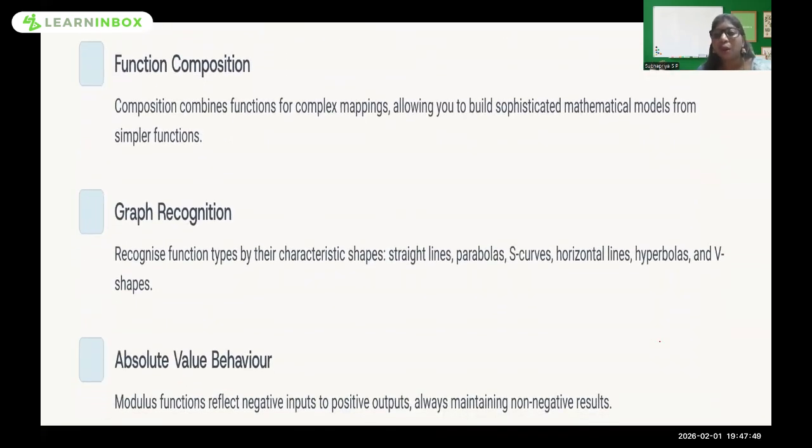So for function composition, the composition is a combination of functions. It allows us to build a sophisticated mathematical model from simpler functions. And for graph recognition, we had straight lines, parabolas, S-curve, horizontal line, hyperbola, and last but not the least, the V-shapes. So for absolute value behavior, our V-shape is the example. So the modulus function reflects even a negative input to a positive output. Thus, it maintains non-negative results.